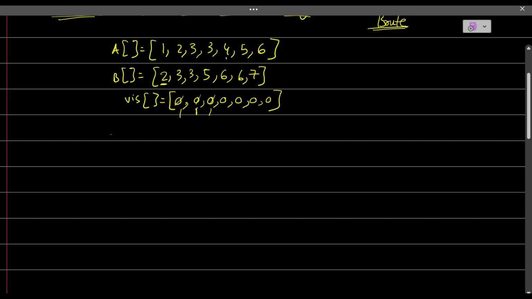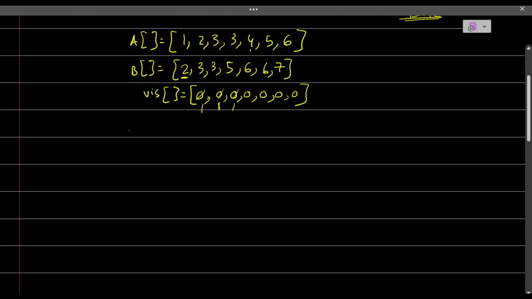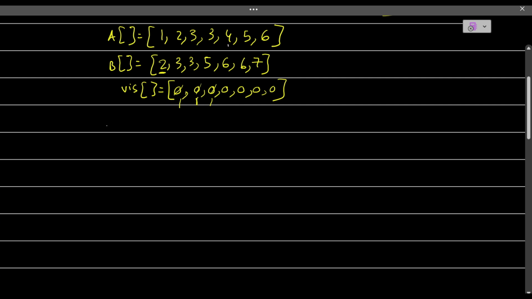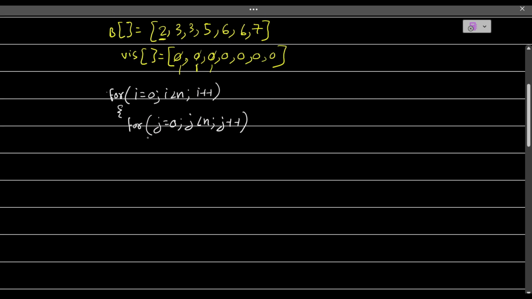So let's see how it's going to work. What I'm going to do here is take a loop for i equals 0, i less than n, i will increment. Then I say for j equals 0, j less than n, j will increment.